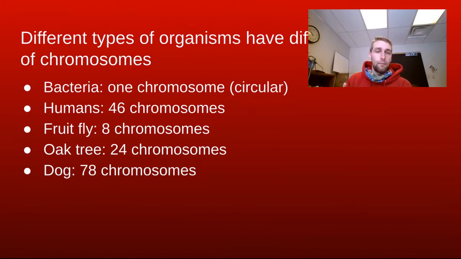Just something to kind of remember. Oftentimes we'll talk about humans because we have 46 chromosomes. Bacteria and other prokaryotes only have 1. Fruit flies have 8. Oak trees have 24. Dogs have 78. Who knew that?